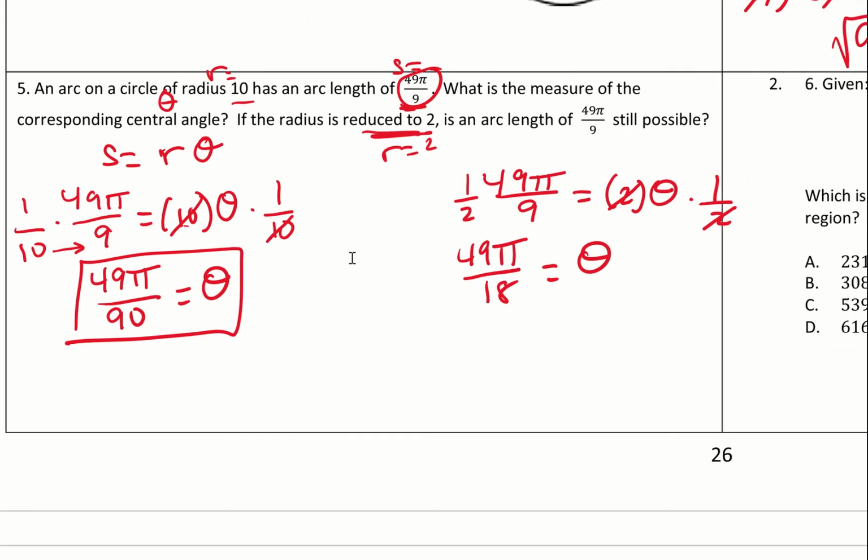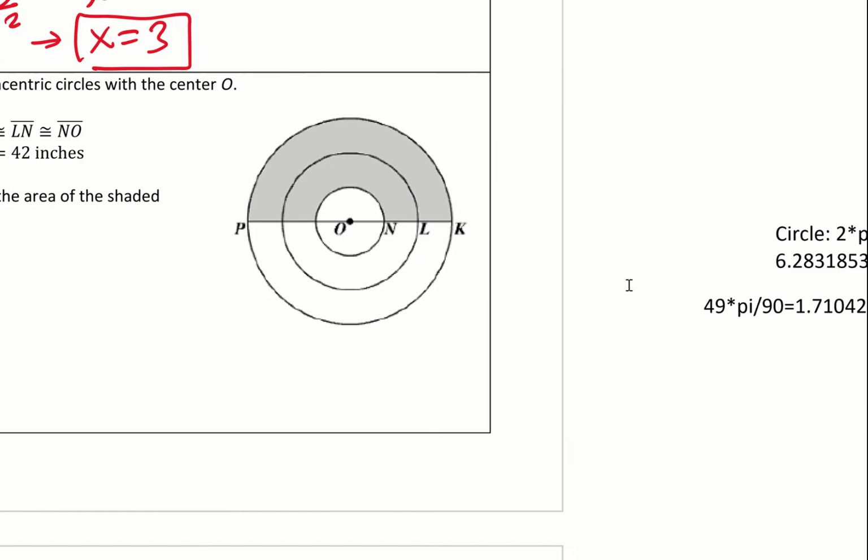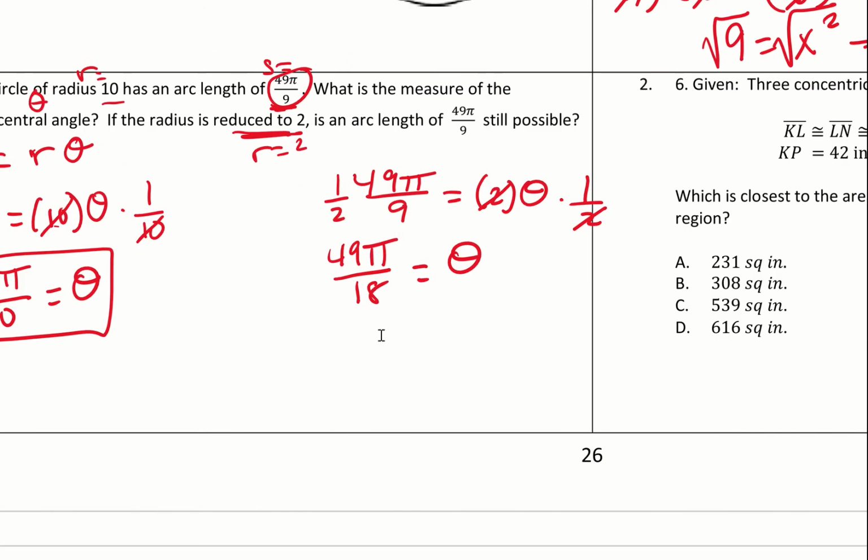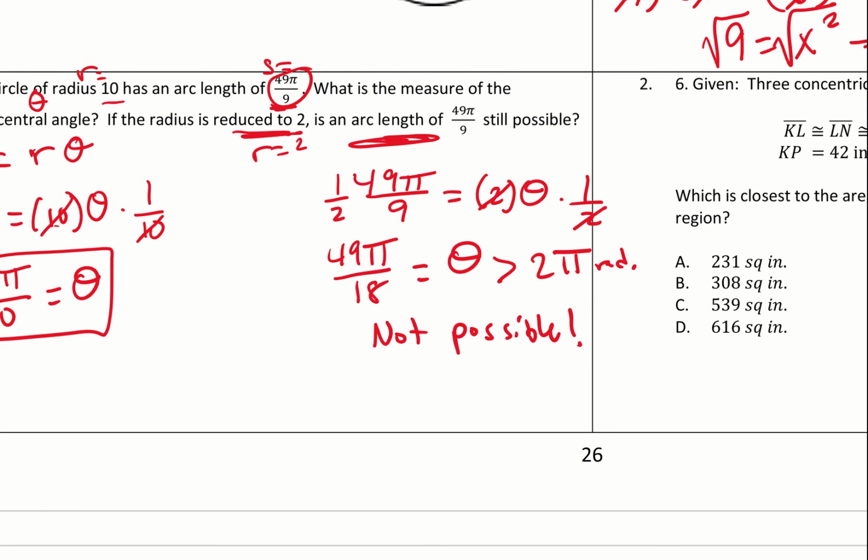Now let's go ahead and do it if it's 49 pi over 18. If you did 49 pi over 18, then that's actually over a circle. So 49 pi over 18 is 8.55, which is greater than 6.28. So this is actually greater than 2 pi radians, which means that it's a full circle, which means it's not possible to get an arc length when you have a full circle. So this is not going to be possible because we're going past a full circle. It's not going to be possible if the radius is reduced to 2, where the angle is greater than 2 pi.